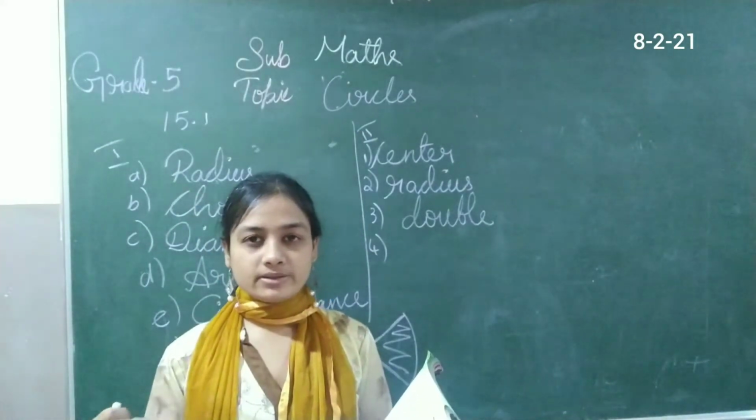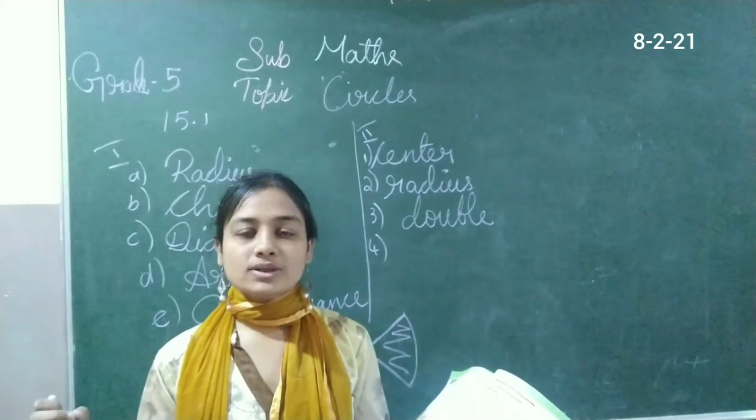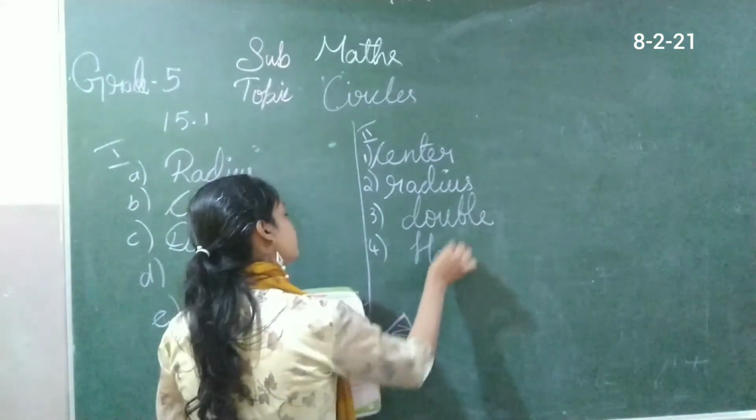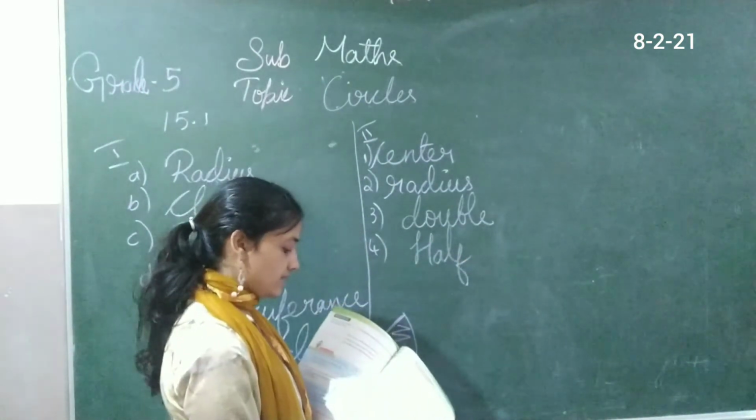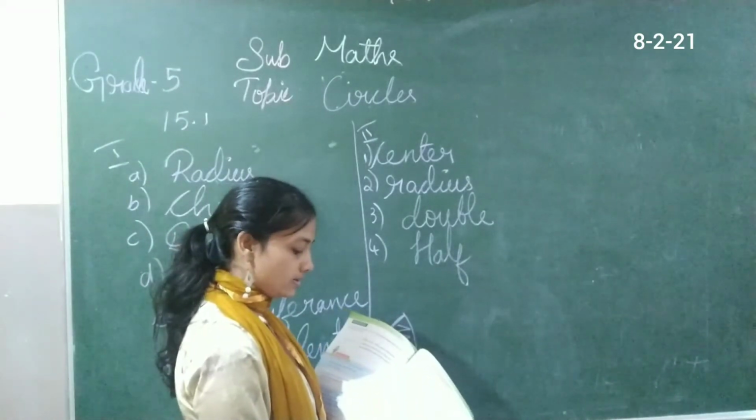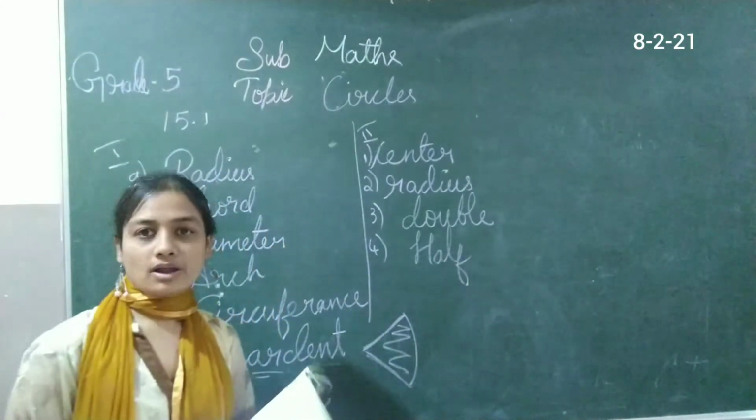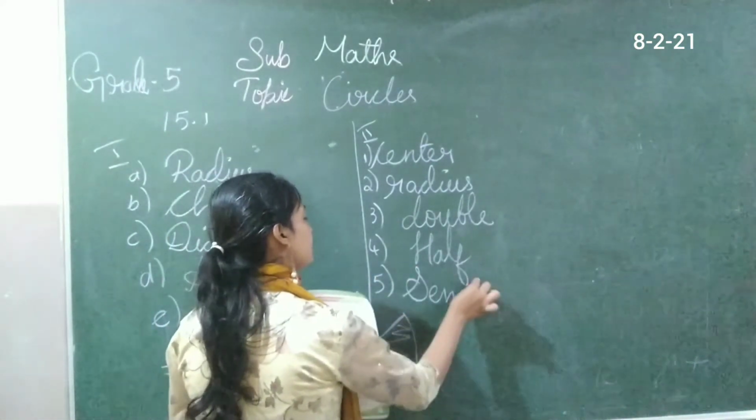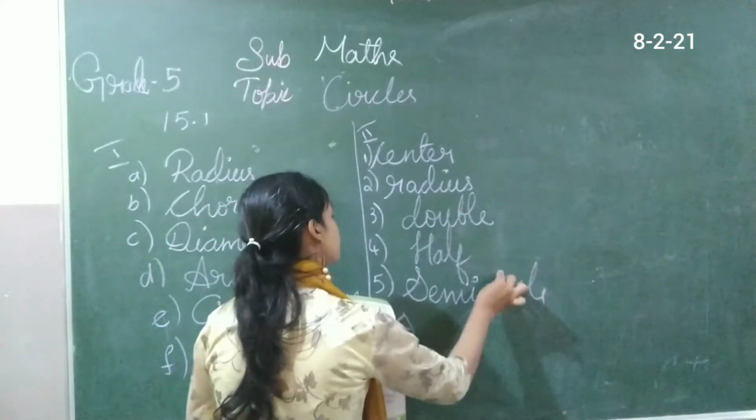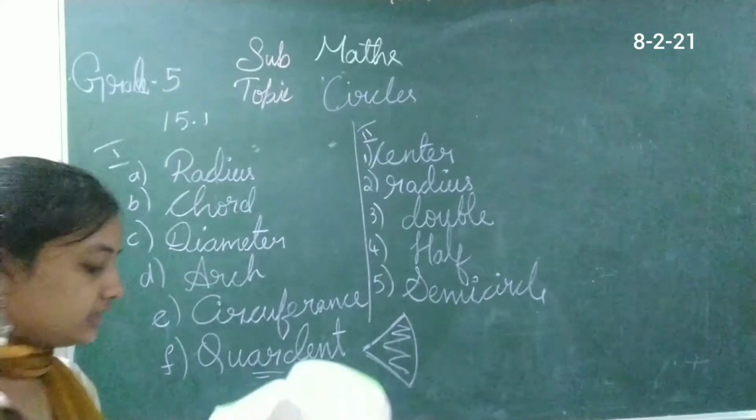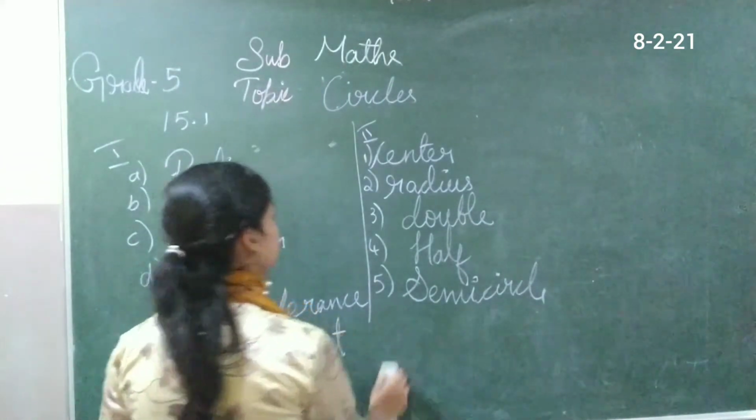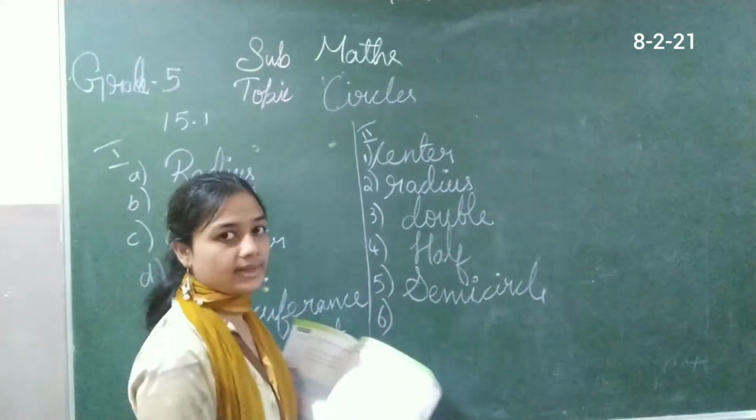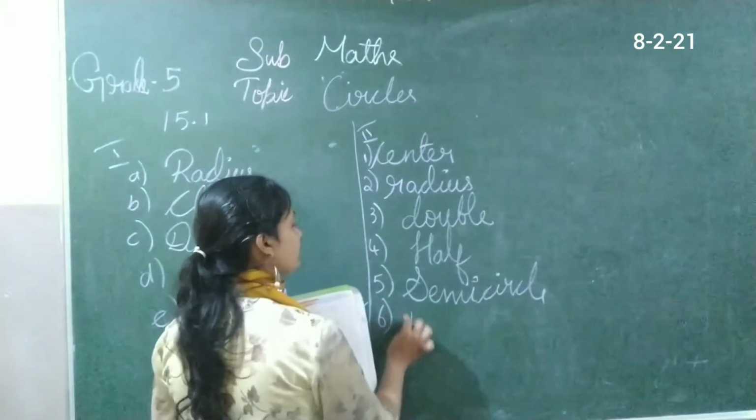Fourth one, radius is dash of the diameter. So radius and diameter. Diameter is 2 times. So what is radius? Radius is half of the diameter. You write half. Fifth one, half a circle is called, what is half of the circle called? Semicircle. Sixth one, dash is the longest chord of a circle. So I said diameter is also a chord, right? That is the longest chord in a circle. So it is diameter.